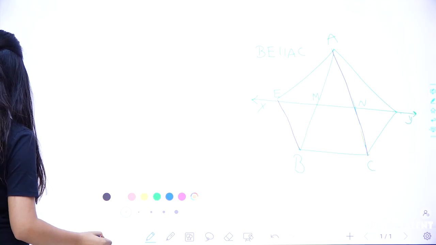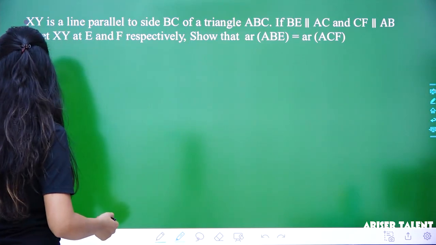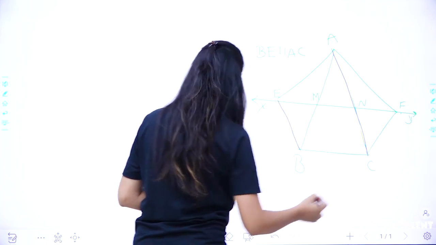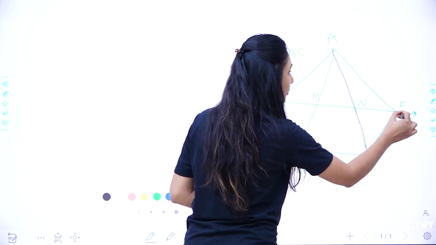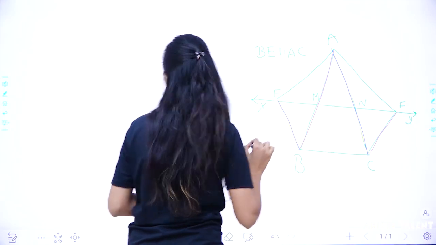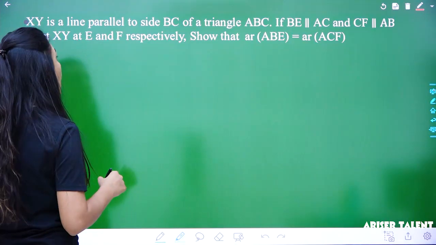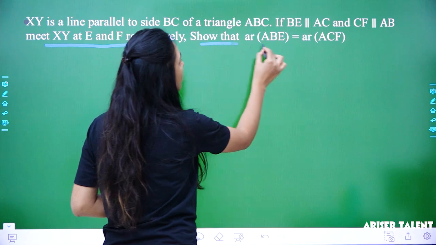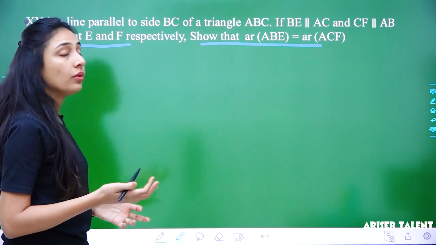Here again we have CF parallel to AB, and this is the point F. So CF is parallel to AB. Now these lines meet XY at E and F respectively. You have to show that the area of ABE is equal to the area of ACF.